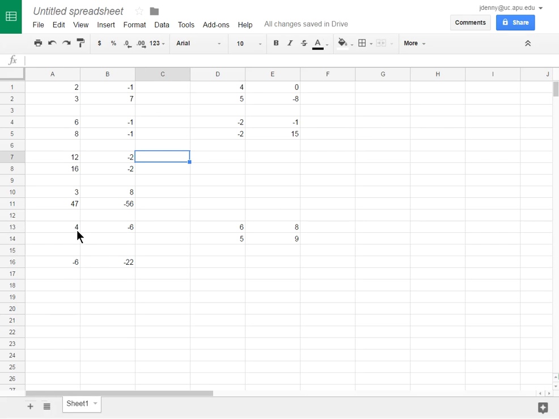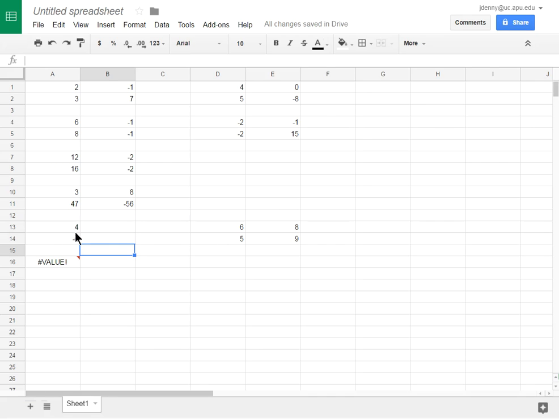Now what if I switch these around? Instead of saying 4 and -6 as a 1 by 2, what if I made it a 4 and -6 below it? And now this is a 2 by 1 matrix.